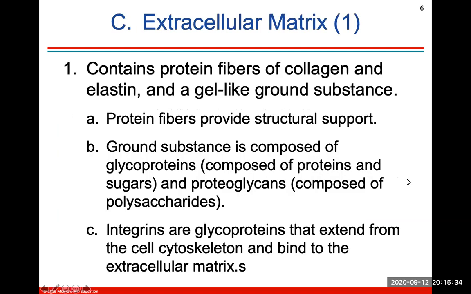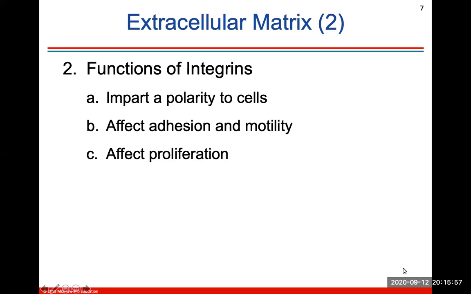The extracellular matrix contains protein fibers of collagen, elastin, and a gel-like ground substance. You can read here what they each do. Protein fibers provide support. The ground substance is made of some glycoproteins, and integrins and glycoproteins that extend from the cell cytoskeleton bind to the extracellular matrix. So what are integrins? They will impact the polarity of cells. They affect adhesion and motility of cells, and they also affect how cells proliferate, or reproduce and make more of.